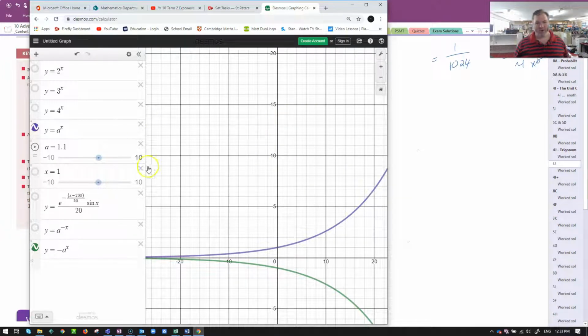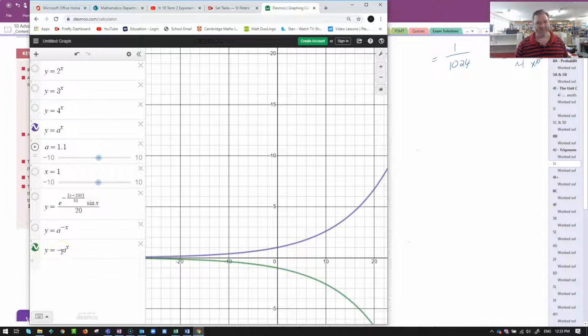So you can see there, y equals a to the power of x, in this case 1.1 to the power of x. It's growing steadily, exponentially growing from left to right. If I want to reflect it in the x-axis, it's the y values that change. So I want the negative of what they used to be. So it's reflecting the x-axis. How do I do that?